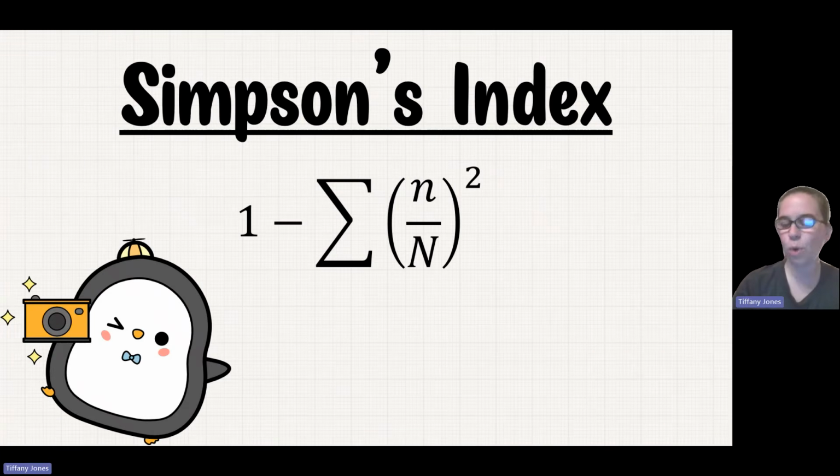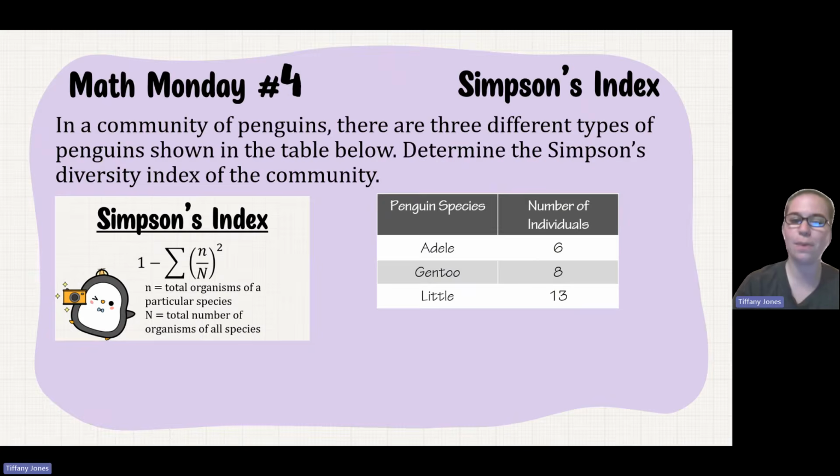So the formula is 1 minus the summation of little n over big N, and then we're going to square it. Where little n is going to be the total organisms of a particular species, and capital N is going to be the total number of all of the species. So in a community of penguins, there are 3 different types of penguins shown in the table below. Determine the Simpson diversity index of the community.